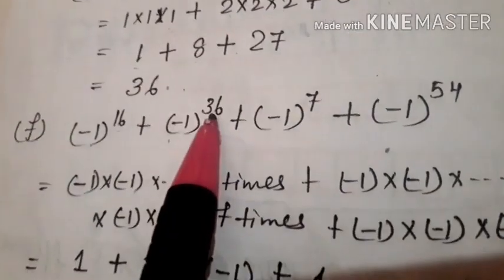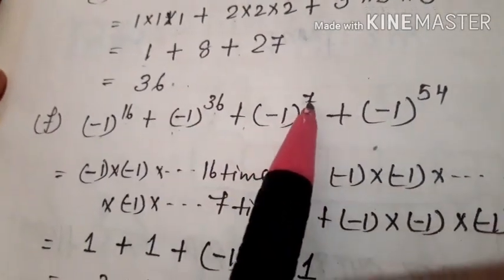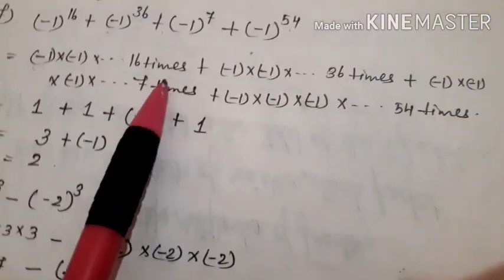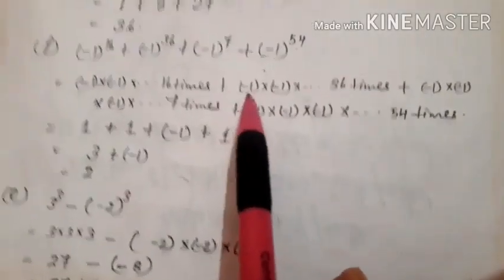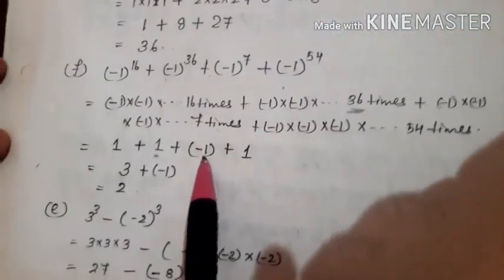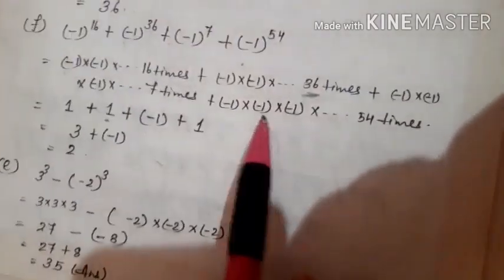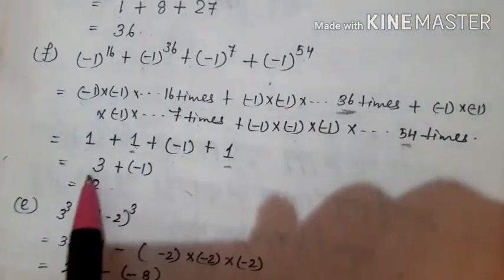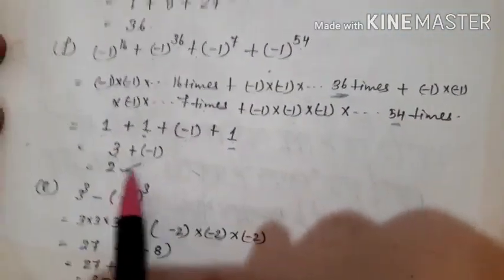Then minus 1 to the power 16 plus minus 1 to the power 36 plus minus 1 to the power 7 plus minus 1 to the power 54. See, if we multiply minus 1 16 times, what will we get? 1. If I multiply minus 1 36 times, this is also an even number, then you will get 1. If we multiply minus 1 7 times, then we will get minus 1. If we multiply 54 times, then it will be 1. 1 plus 1 plus 1 is 3, minus 1, then 2 is the answer.